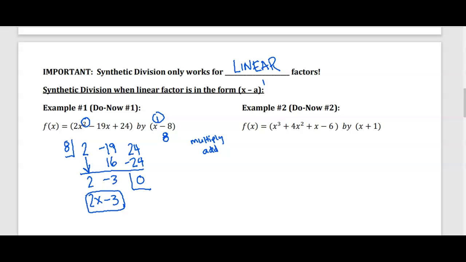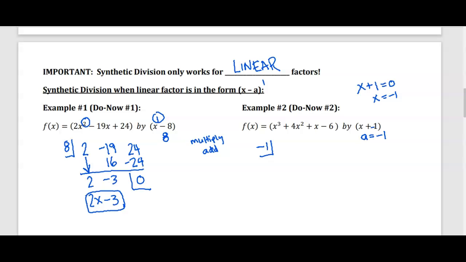So let's try example 2, which is from your do now number 2. So here I'm dividing the cubic expression by a linear factor x plus 1. So my a value is going to be the opposite, or -1. So if you don't see it, all you have to do is set that equal to 0, and you'll find what your a value is. All right, so we're going to divide by -1. I'm going to put that in a little division bracket.